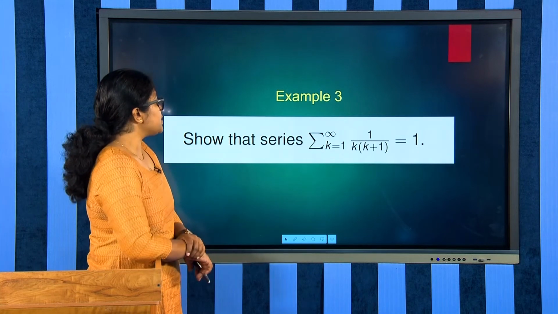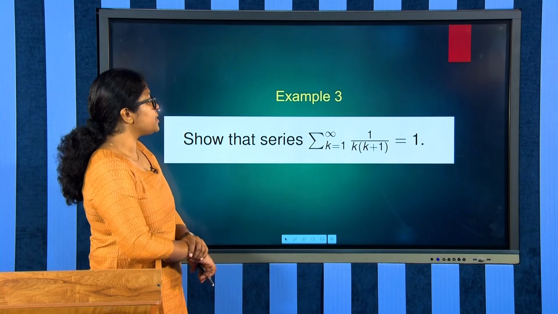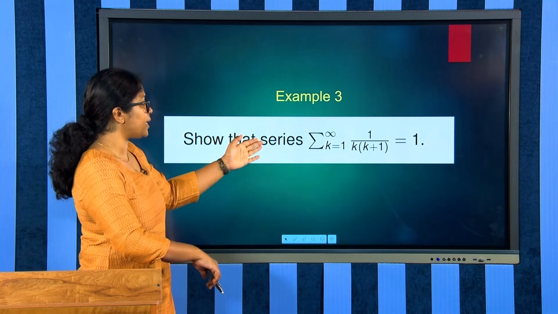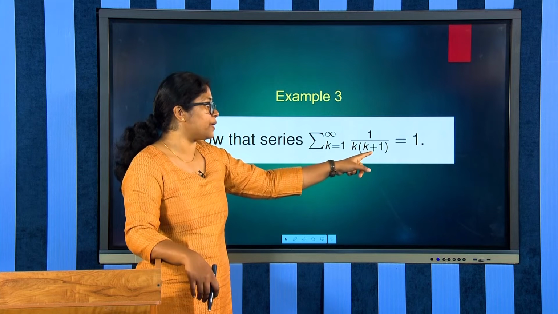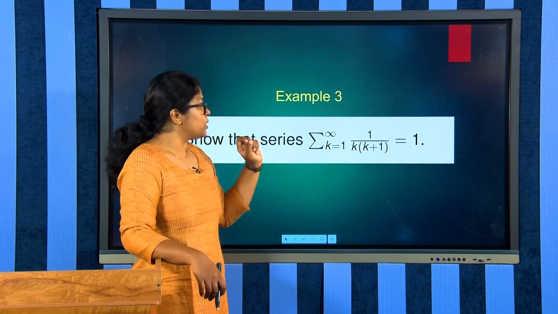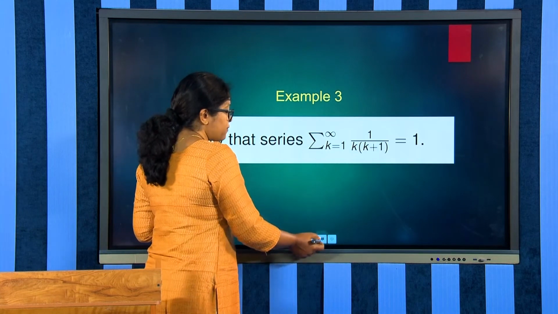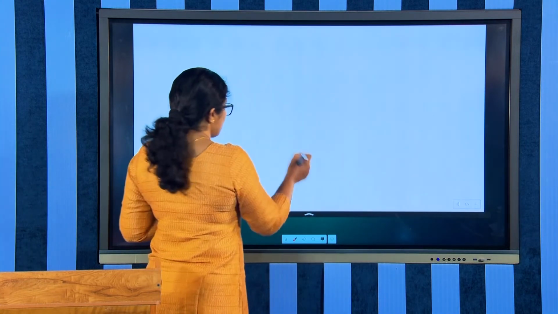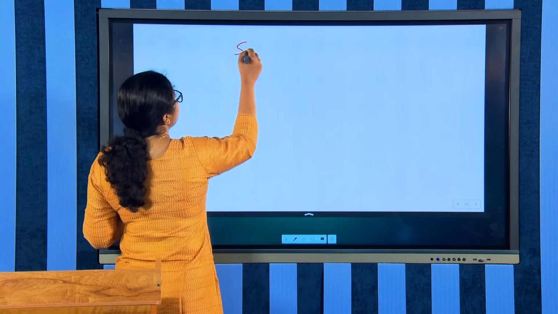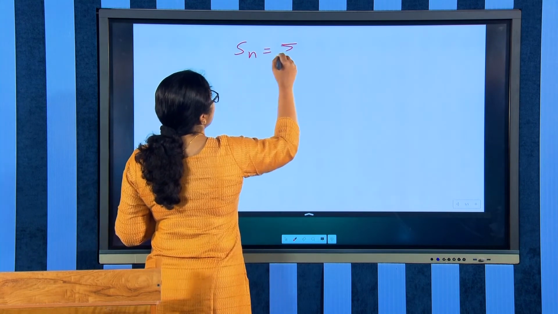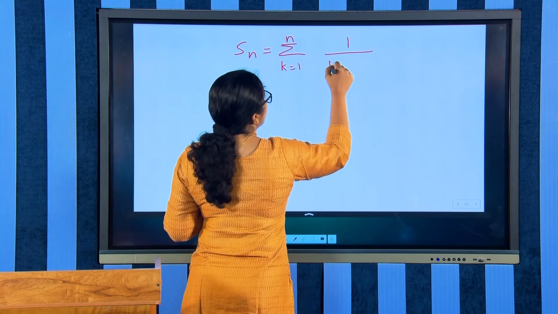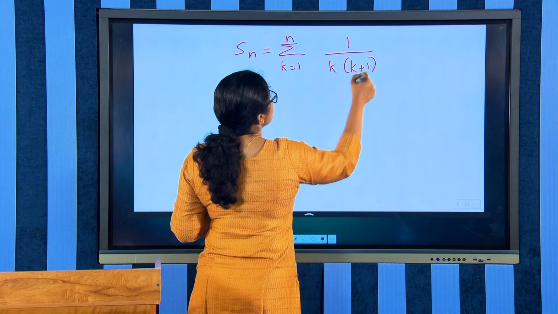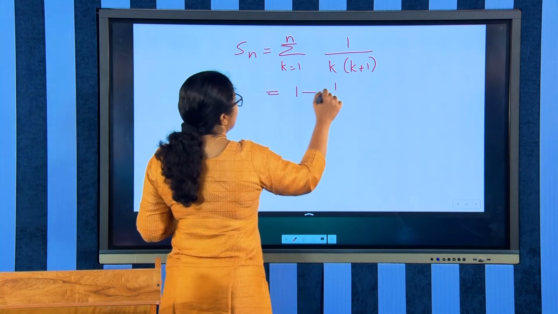Now the next question is also a series. Show that the series sigma k equal to 1 to infinity of 1 upon k into (k plus 1) is equal to 1. This also we have seen in the previous class, it is a telescopic series, and so when you take the summation of n terms, Sn equal to summation k equal to 1 to n of 1 upon k into (k plus 1), we have seen that this is equal to 1 minus 1 by n.